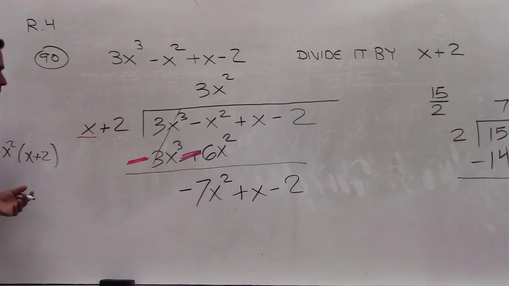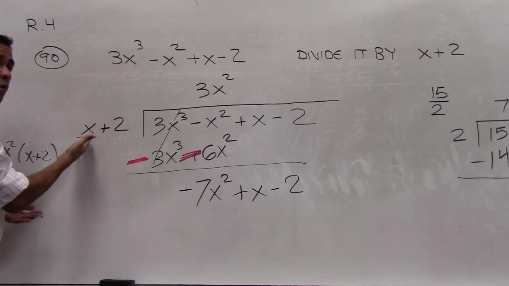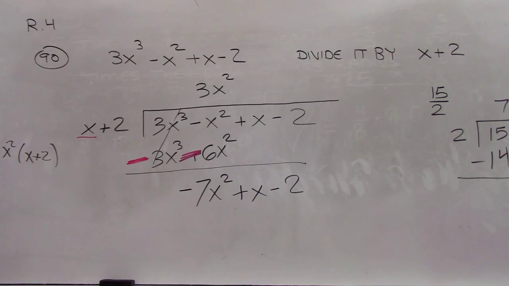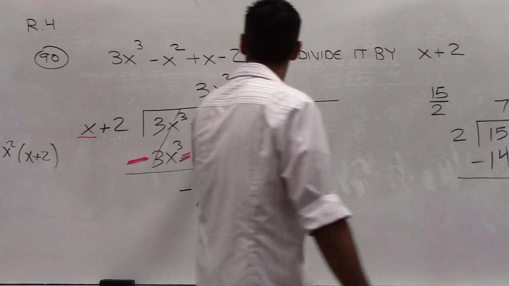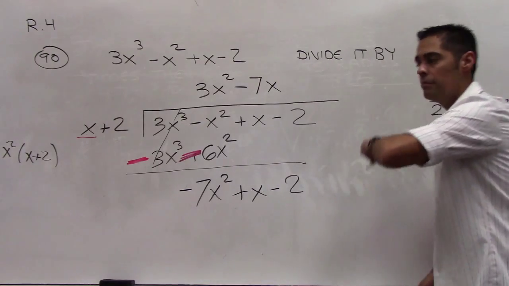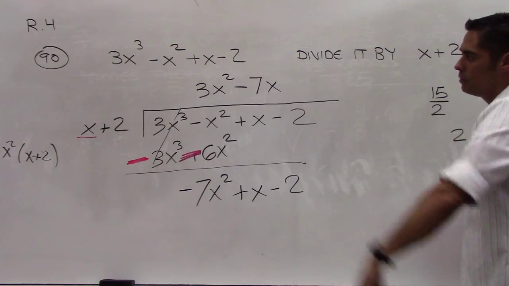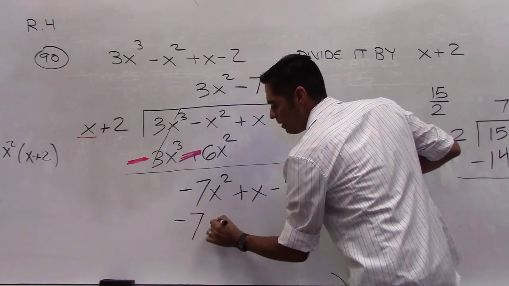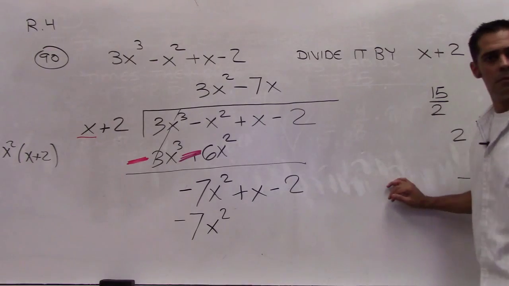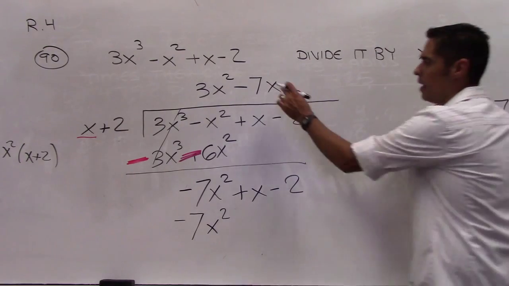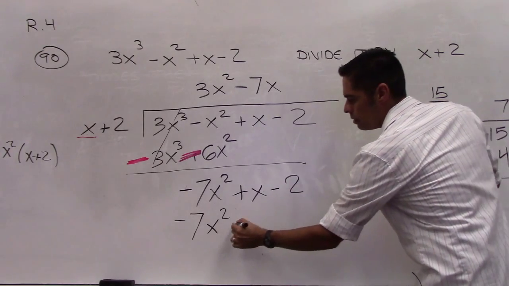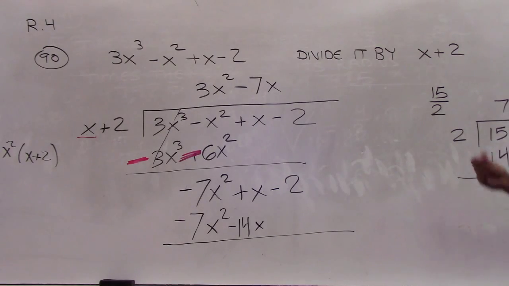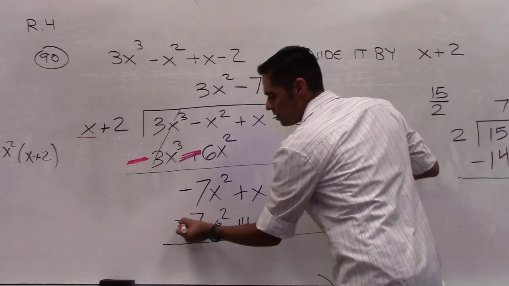So now I've got to take x and I've got to turn it into what this time? This now, negative 7x squared. So what do I need to multiply it by? Negative 7x. And then you repeat. Okay? Repeat through. So negative 7x times x is negative 7x squared. And then negative 7x times positive 2 is negative 14x. Come through and change the signs.